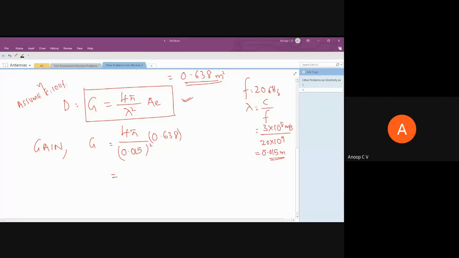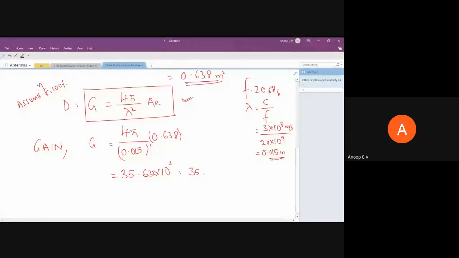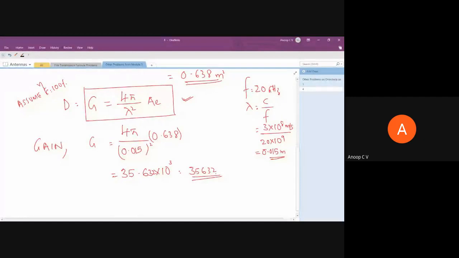0.015 meter square is for lambda. Tell me what is the answer? It is a huge value, 35,632. This is the gain. What is the unit of gain? No unit, it's dimensionless. Gain is dimensionless, right?